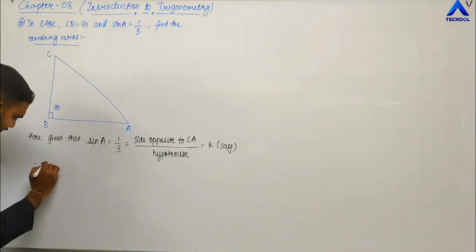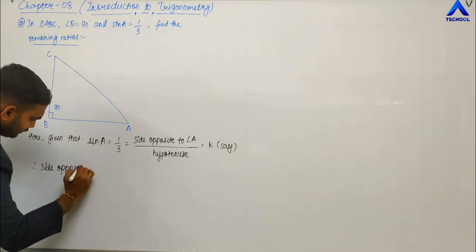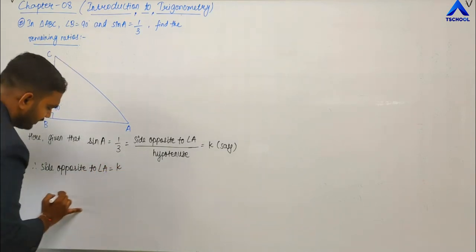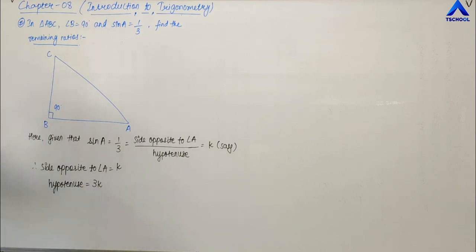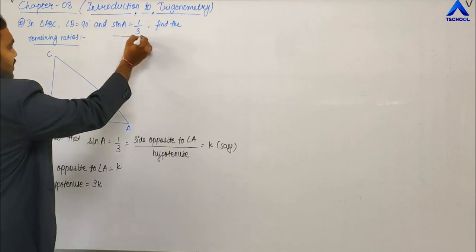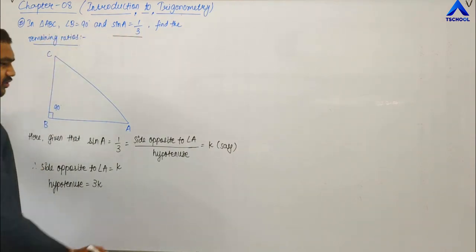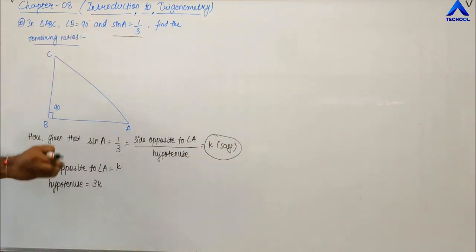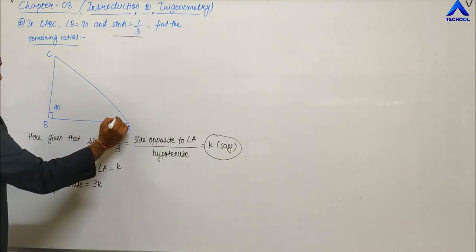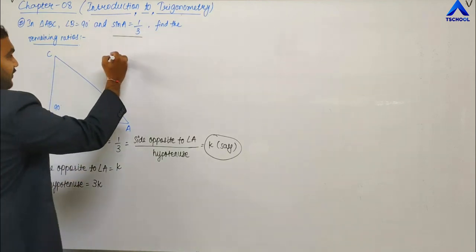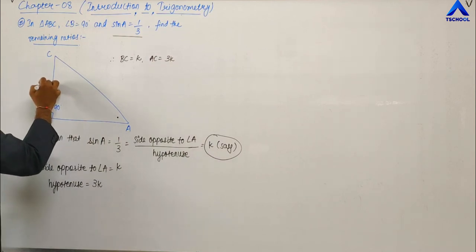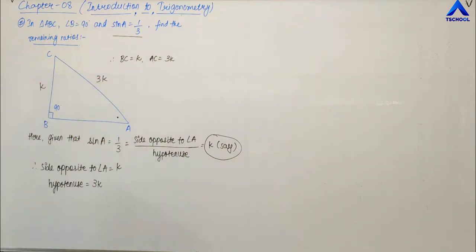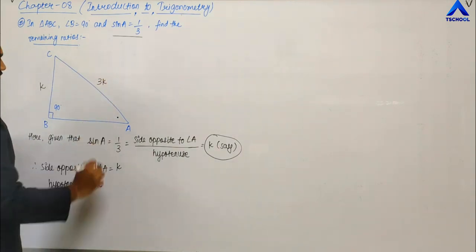Therefore, now we can say that side opposite to angle A is equal to k and hypotenuse is equal to 3k. So friends, whenever you are solving this kind of example, when you are given a ratio of a triangle and you need to find the remaining ratios, at that time you will always suppose this for taking the ratio to the proportion. So now we can directly say that side opposite to angle A, this is my angle A here, so side opposite to angle A is BC, therefore BC equals k and AC is equal to 3k. So this will be k, this will be 3k. Is this clear or not? Right? You can directly write that BC is equal to k and AC is equal to 3k.